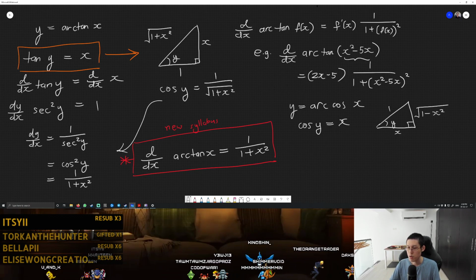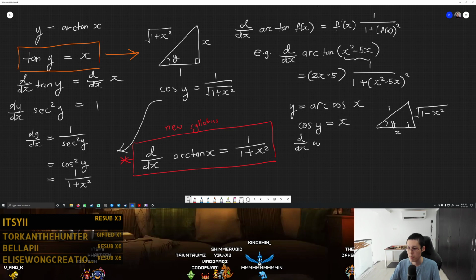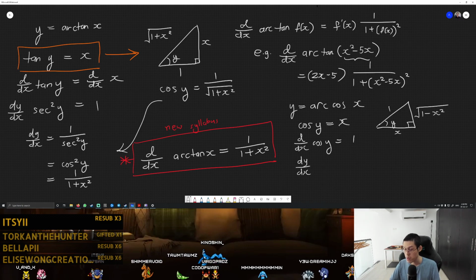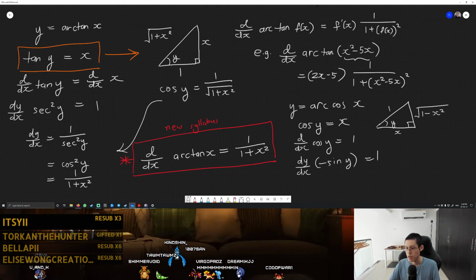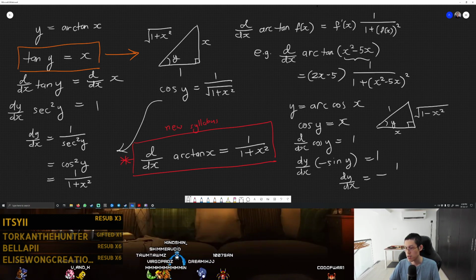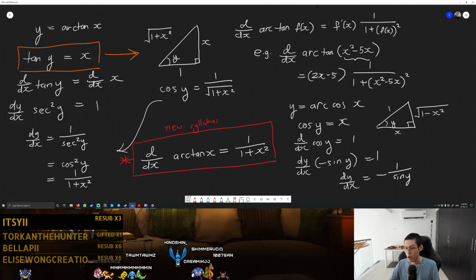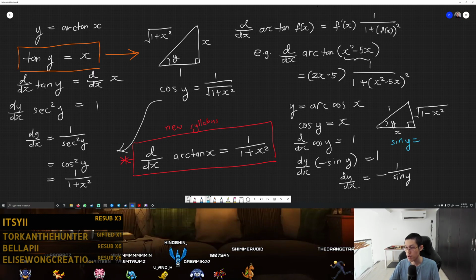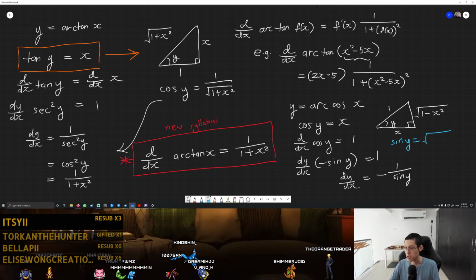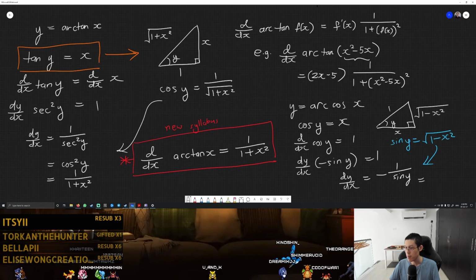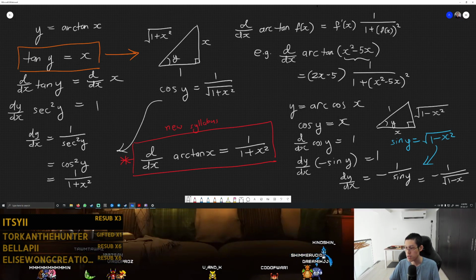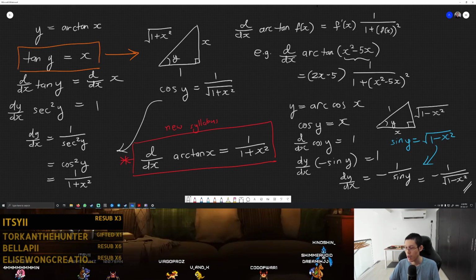Then we're going to differentiate both sides implicitly. That's going to give me dy/dx. What happens when we differentiate cos? It gives us negative sine y. So dy/dx is negative 1 over sine y. And what is sine y? Based on the little triangle you've drawn, sine y is opposite over hypotenuse, which means it's square root of 1 minus x squared. So chucking this into this, we're going to get negative 1 over square root of 1 minus x squared. And that is that.